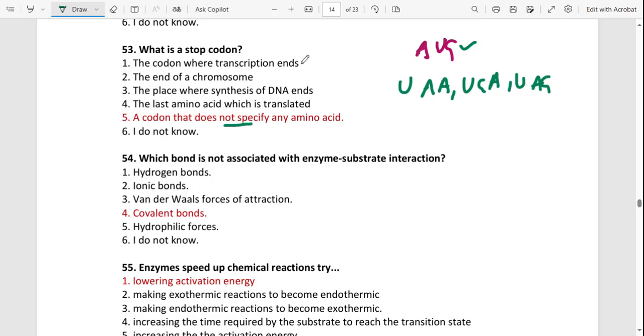Codon where transcription ends. Is this translation or transcription? The end of a chromosome? No, it's not really the end. The place where synthesis of DNA ends? It is the synthesis of proteins. The last amino acid which is translated is not an amino acid, right?